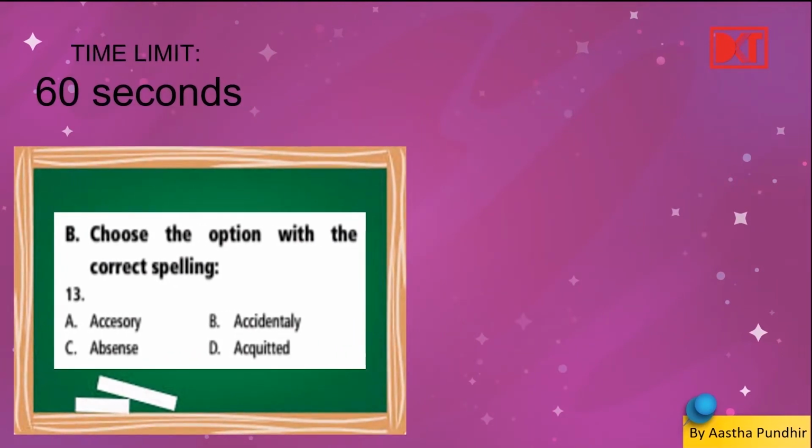Alright, so now we start off with the questions on spellings. Here what we have to do is choose the option with the correct spelling. Alright, let's see. So we have to choose the correct spelling. Here the correct spelling is that of acquitted. The other words, this accessory should have a double S. Accidentally should have a double L. Absence, A-B-S-E-N-C-E. Okay, absence.